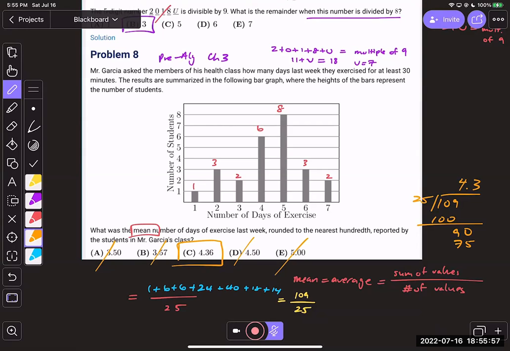Any questions here? How did you get the 25? We just counted out the total number of students. We added up all the students in each number of days, and we got that 25. Okay. Any other questions here?